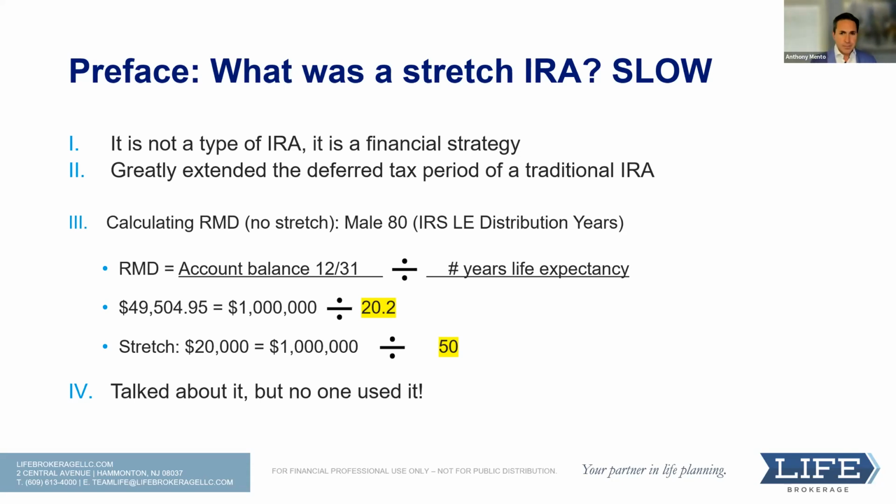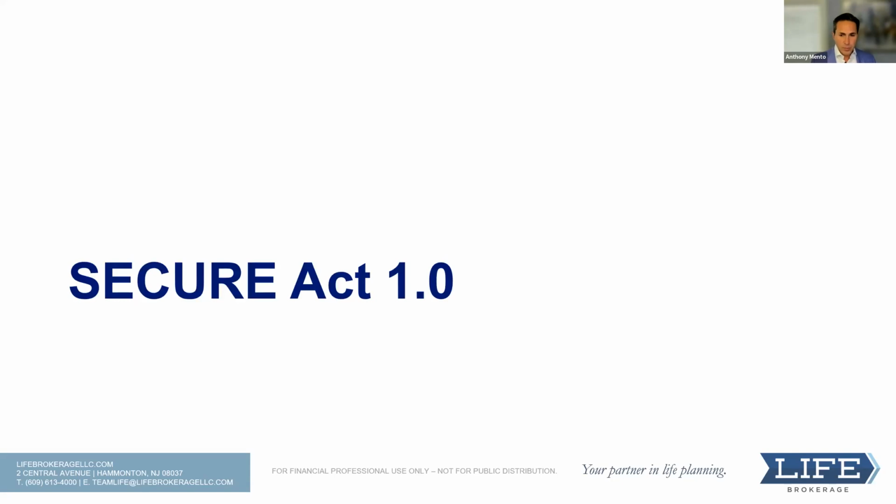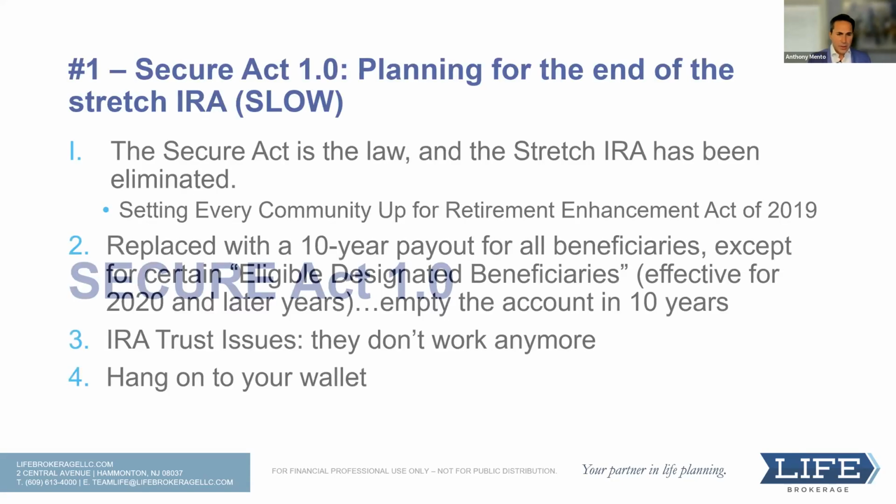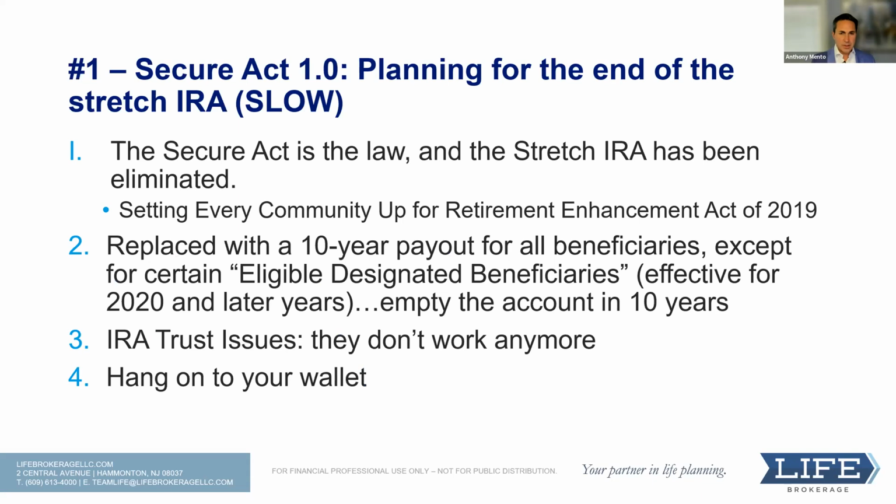So I will say, everyone talked about it, but no one really even used it. When it gets into the Secure Act 1.0, this was essentially the demise of the stretch IRA and the demise of leaving those assets to a conduit or a discretionary trust. And in our opinion, it moves life insurance to the very top of the planning list.